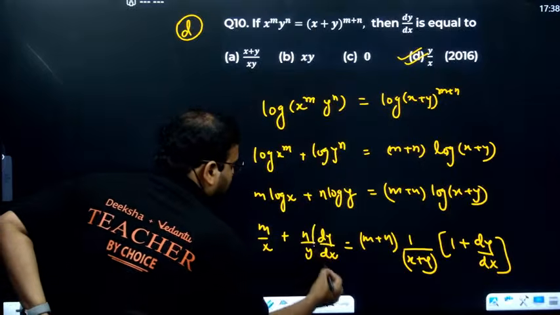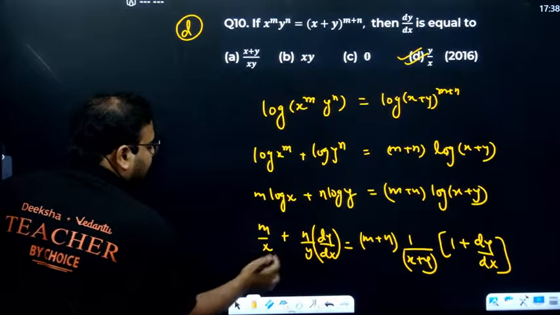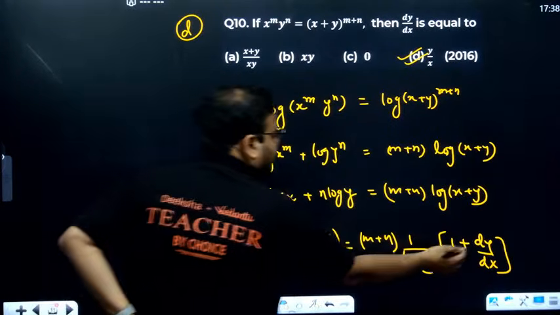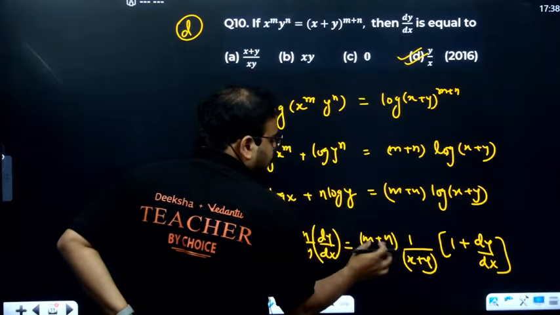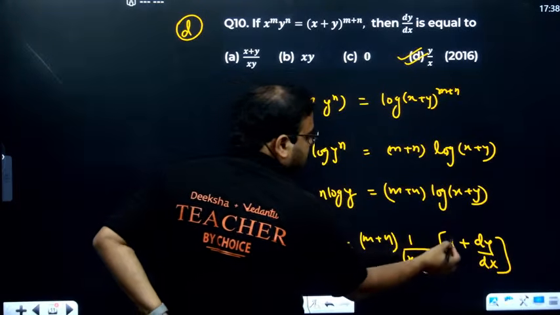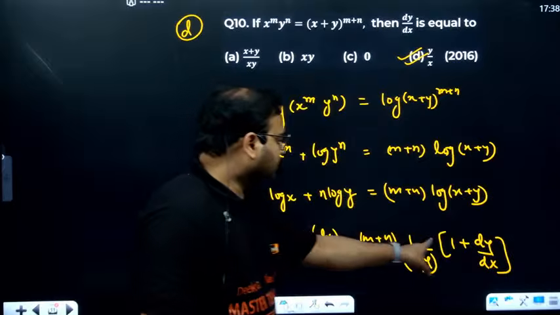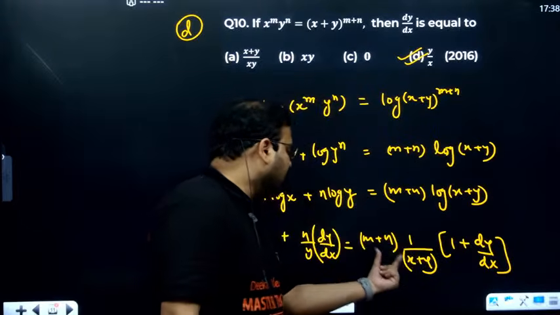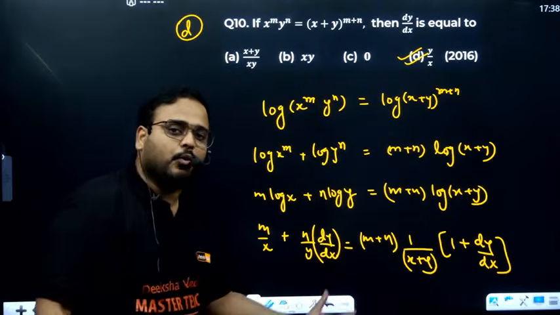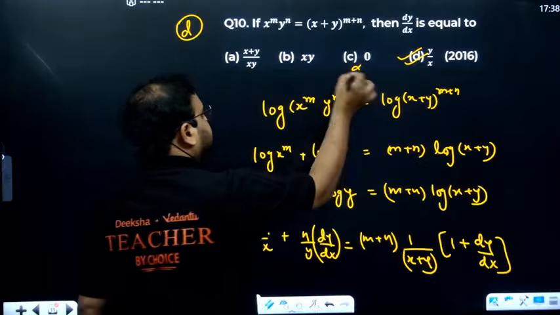If you put 0 over here, this whole thing is 0. I have m by x on the left hand side. If you put 0 over here, I have m plus n upon x plus y, because this is multiplied by 1, so 1 plus 0 will be 1 only. So I'll have this on the right hand side. Are they equal? No. So 0 is gone.